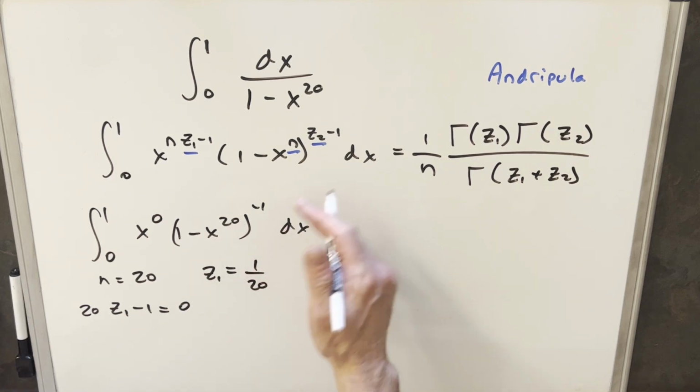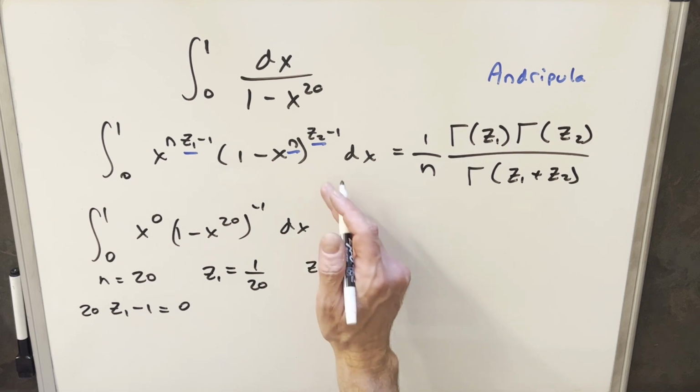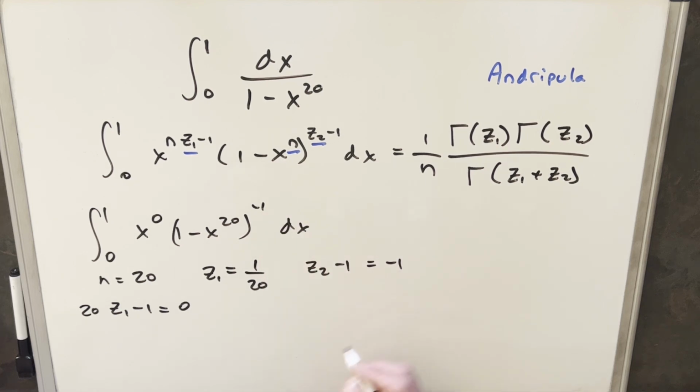And then we'll do basically the same thing for our z2 value. So we're saying z2 minus 1 is going to be this exponent, which is minus 1. And then if I solve this for z2, we find z2, of course, has to be 0. So now we have everything we need here.